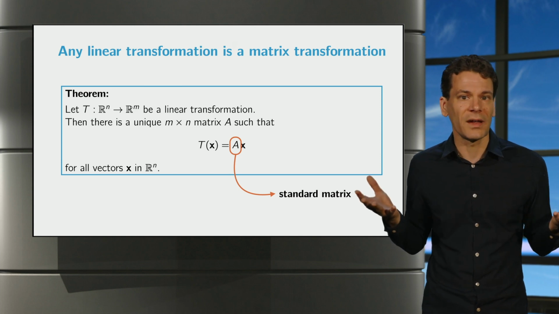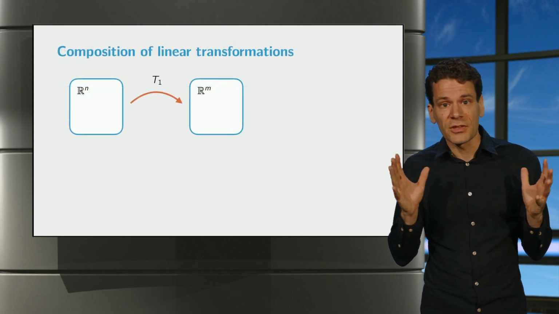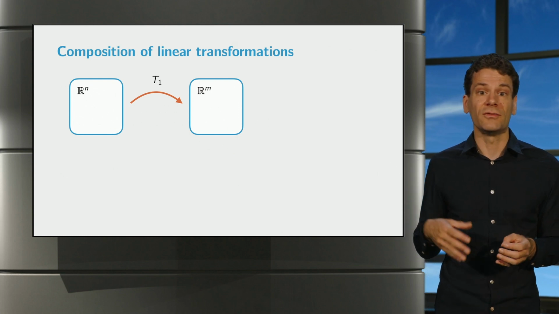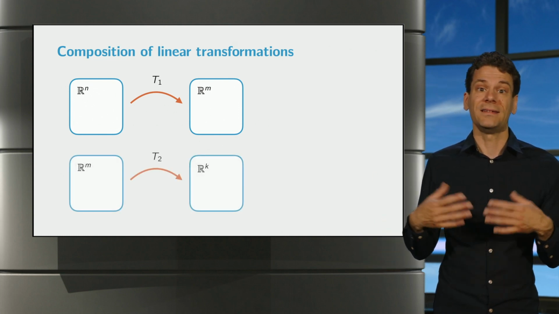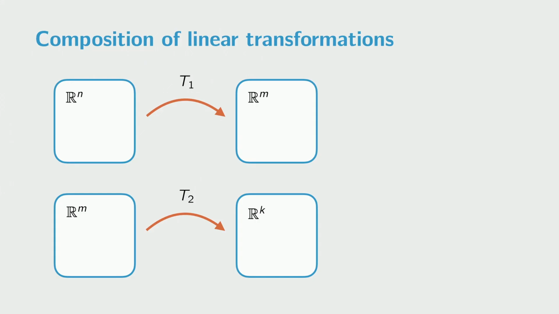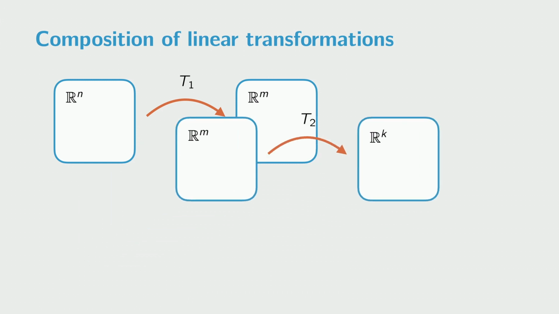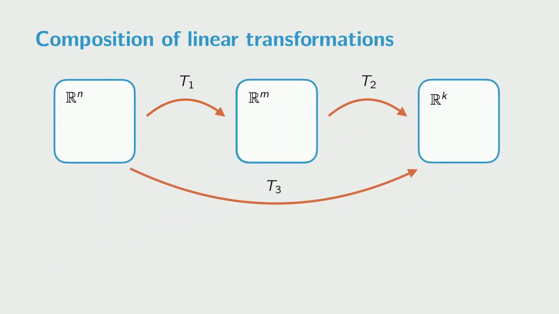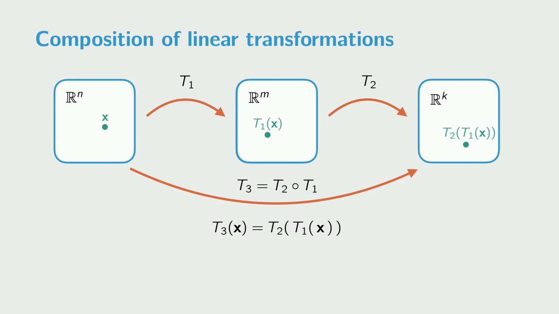So what do I mean by composition? Well, suppose that T1 is a linear transformation from Rn to Rm and T2 a linear transformation from Rm to Rk. Then we can combine T1 and T2 into a new transformation, T3, from Rn to Rk, as follows. Take an x in Rn, apply T1, and then apply T2. We call T3 the composition of T1 and T2. Composition is often denoted with a small circle.